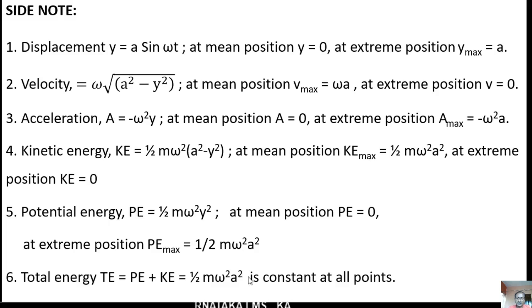And the total energy is the sum of potential energy and kinetic energy. Therefore, you can equate these two equations, and it becomes half m omega square a square. That is constant at all points.